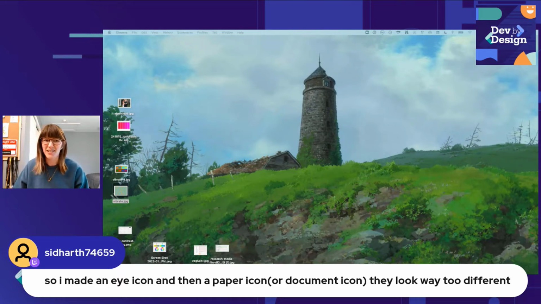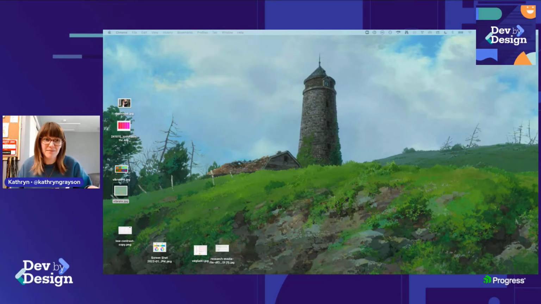So kind of two things at play there. You might need to make your eye icon slightly larger than your document icon for them to feel visually balanced, just because of how they're laid out and how much space they take up on the page, even if they have the exact same width. Even if they have the exact same width, the eye icon will feel smaller than the paper icon, because they have different heights. So could be that.